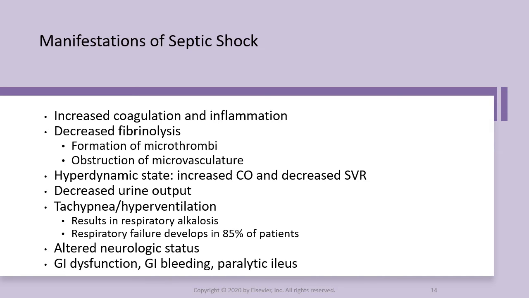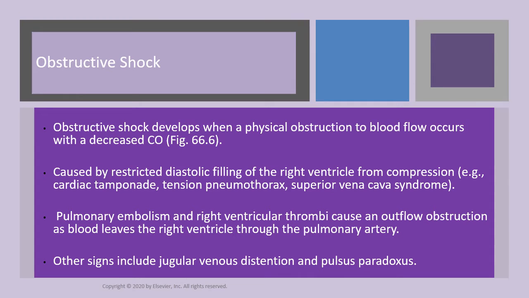Other signs of septic shock include changes in neurological status, decreased urinary output, increased GI dysfunction such as GI bleeding and paralytic ileus. There's a table 66.3 in your textbook that gives the clinical presentation of a patient with septic shock.